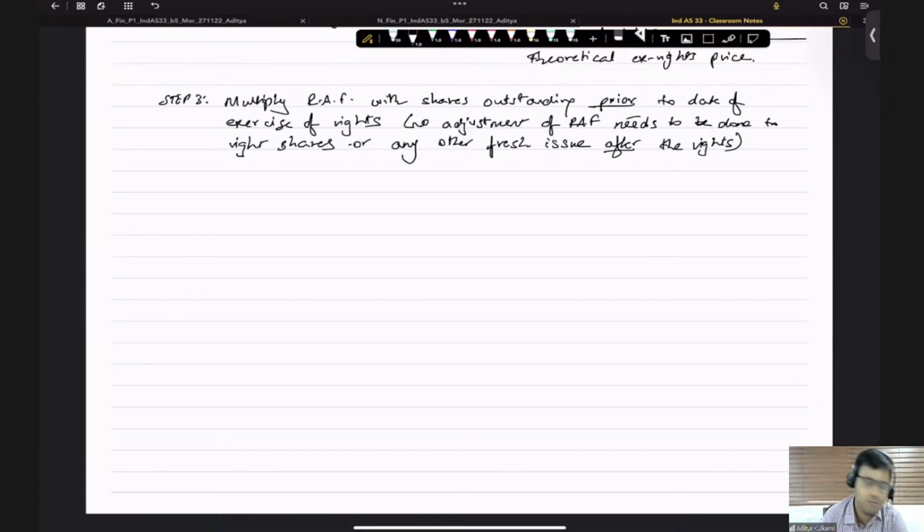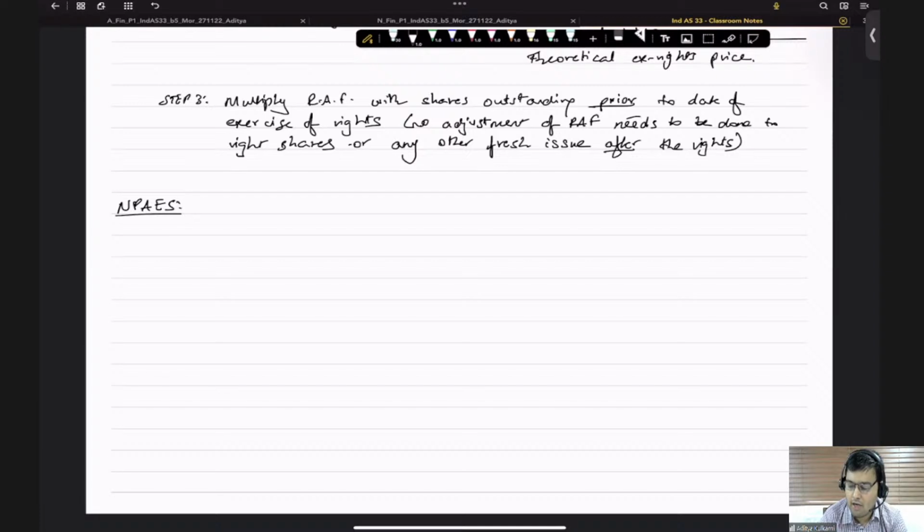I presume that you guys will be doing the questions on rights shares. Now we move on to adjustments to the numerator. You can write this later: net profit attributable to equity shareholders. This is the next part, which is slightly important.